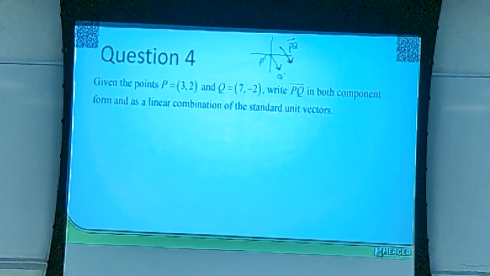Well, in order to be the exact same direction and length, Q has to do the exact same thing. 3 units to the left and 2 units down. That would be your new Q prime, and the component form would just then be Q prime.